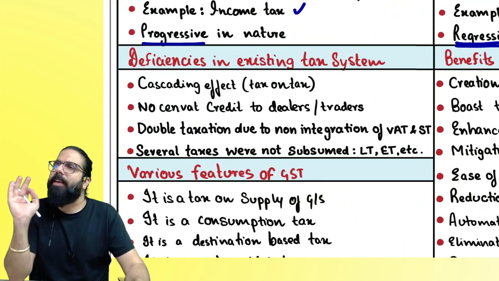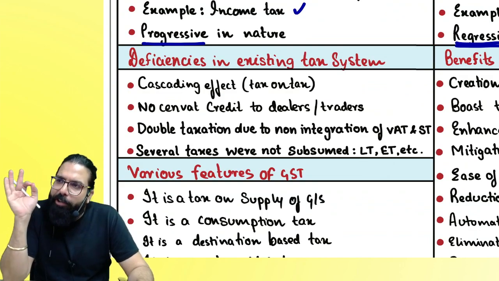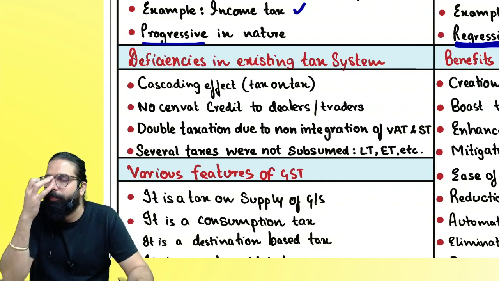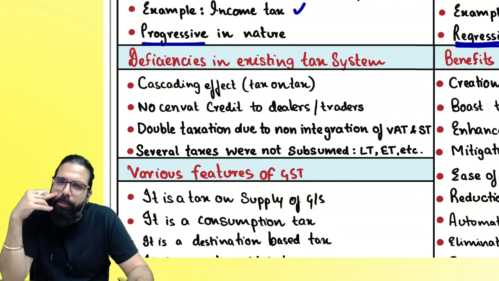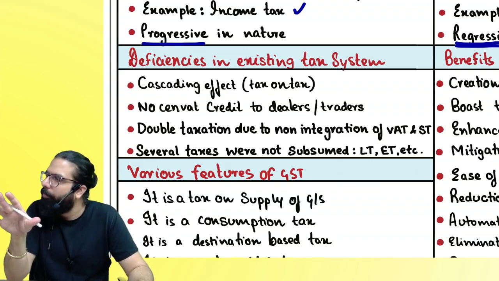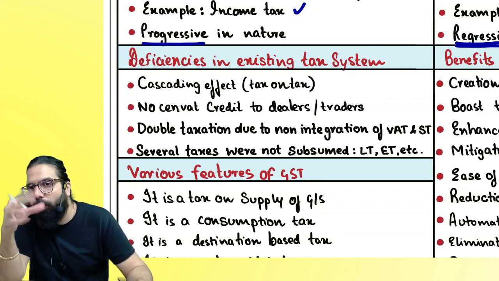Now, GST came as a new law in 2017. Whenever a new law comes, there will be some problem in the old law. Baba, your old mobile was not working. That is why you generally buy a new phone. Your old law may have had some problem. That is why the new law came.